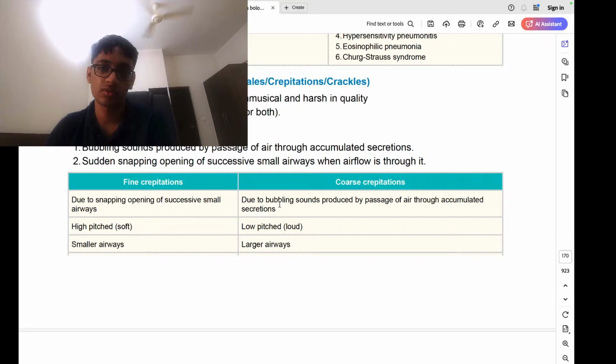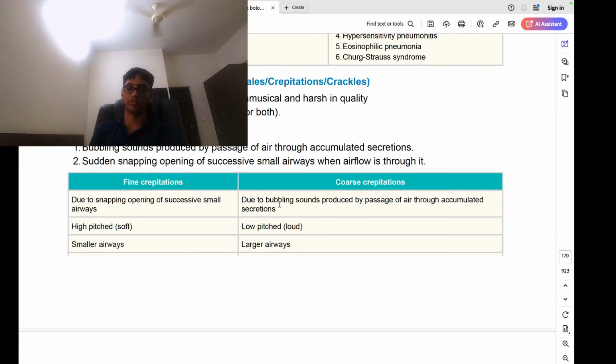Discontinuous adventitious sounds. You have rales, crepitations, and crackles. These are discontinuous, explosive, non-musical, and harsh in quality. It is mainly inspiratory, but it can be expiratory or both. Mechanisms of crepitations: you have bubbling sounds produced by passage of air through accumulated secretions, and sudden snapping opening of successive small airways when the airflow is through it. This is the adventitious sound which is not continuous.